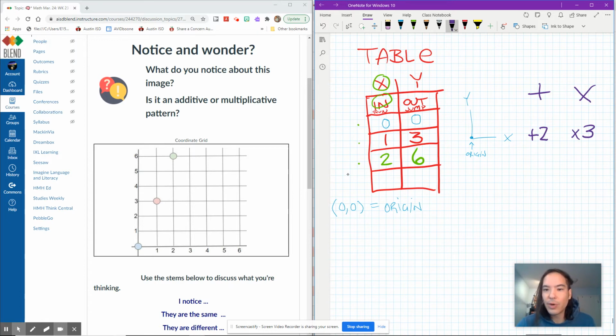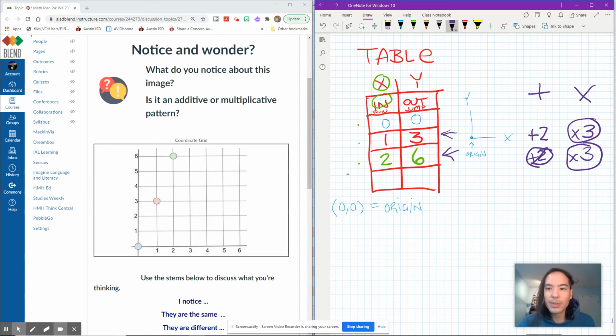So both of these could work with this set of data. But now we have to figure out if it would work with this set of data. So what we're going to do, 2 plus 2 is 4, which is not 6. So plus 2 does not seem like a good idea. And then 2 times 3 is 6. So it looks like times 3 works with both of those.